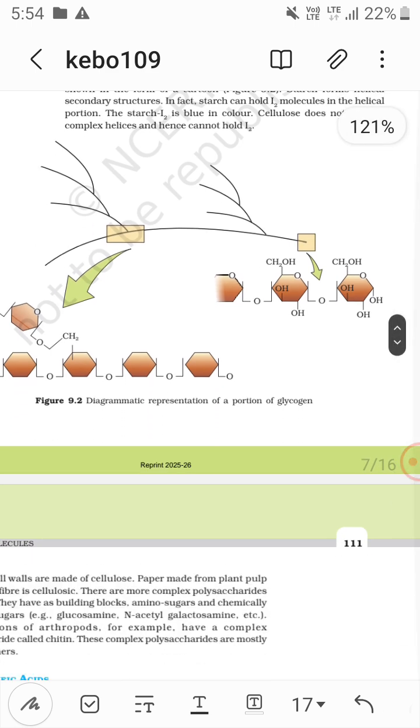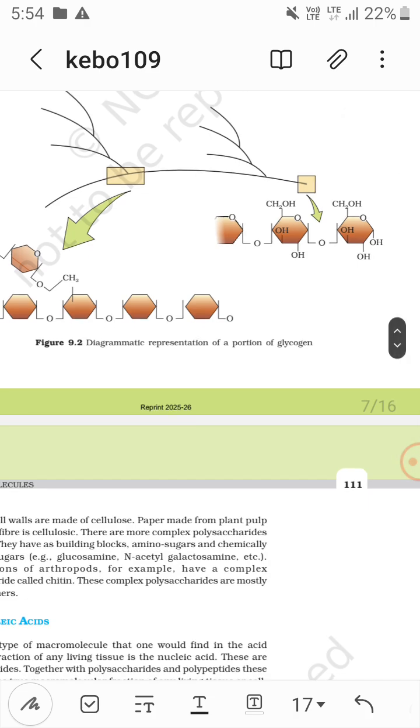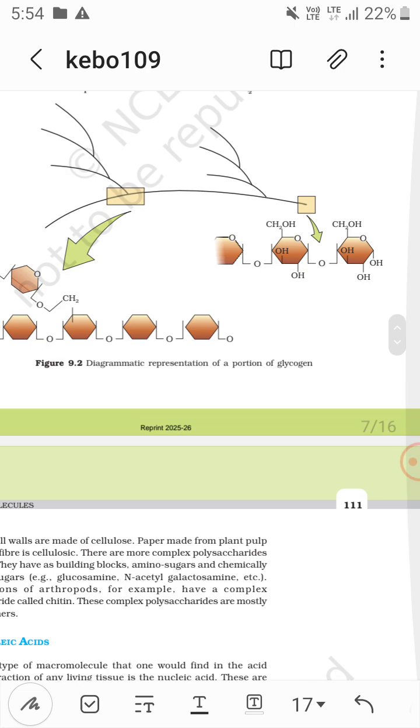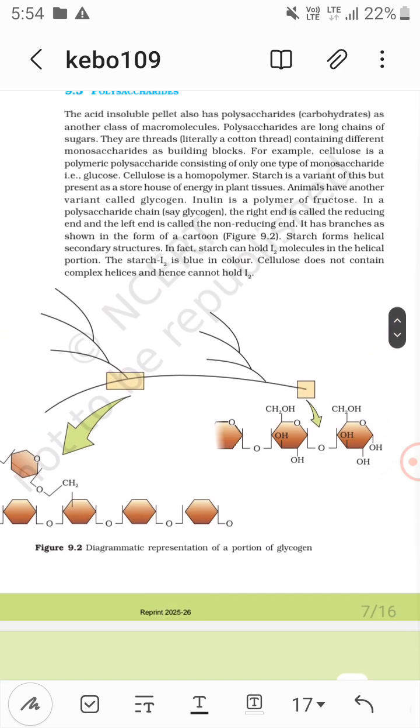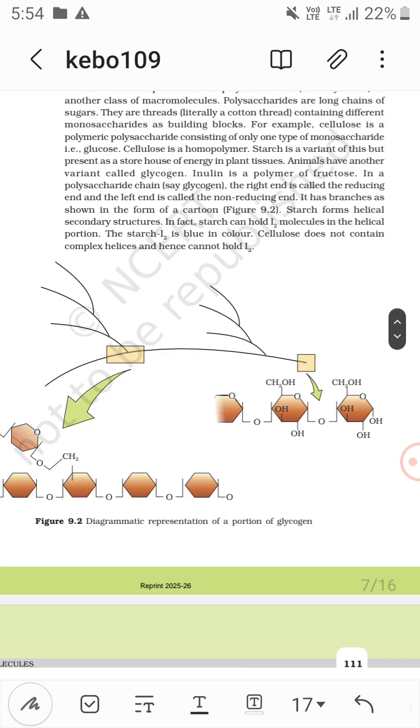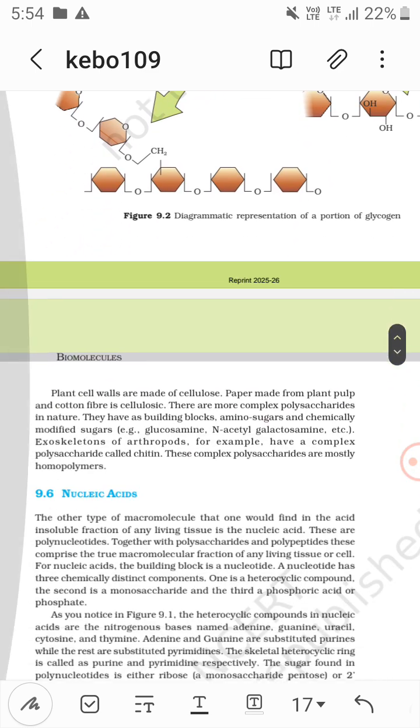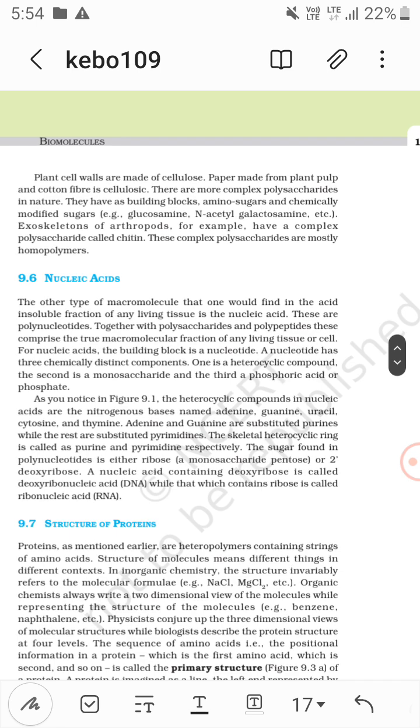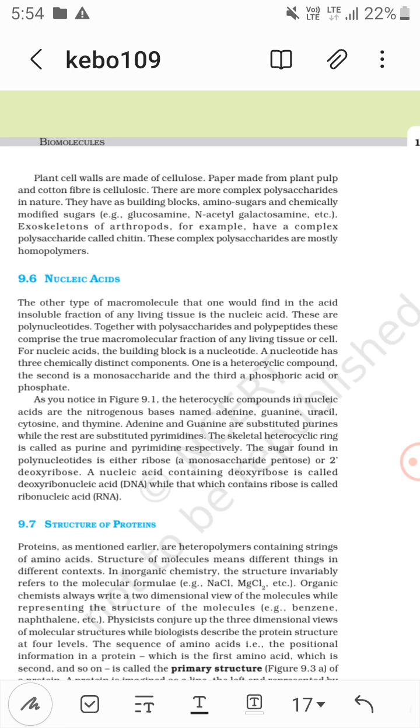So this is it. You see in the diagram there is glycogen and you see OH. Two glucose molecules are linked. They are dehydrated at the 1-4 position, you see in the diagram. And this is it. Now going to plants, cellulose is used to make paper. We make paper, like cotton fiber. Okay, and there are more complex polysaccharides in nature.